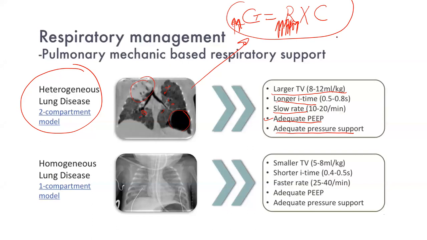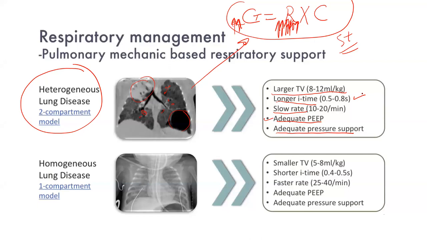And how many time constants do you need? Five time constants. What is the time constant? It is the time for air to come in or air to go out, the time needed for all the air to come out. So if you have chronic lung disease, according to this equation, you need a longer time. That's why the I time is longer, 0.5 to 0.8. And with a longer I time, you need to provide larger tidal volume, and the recommendation is to start at 8 to 12 ml per kg of tidal volume.